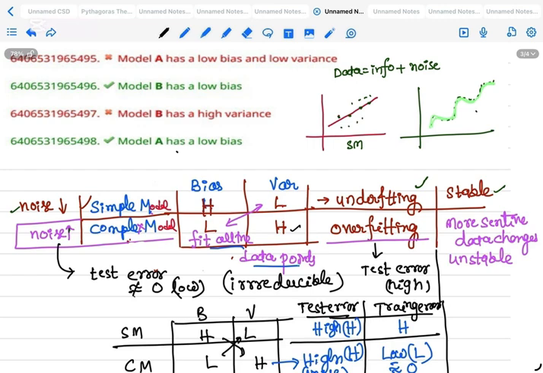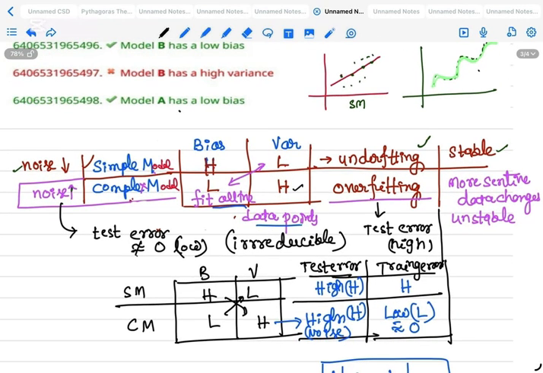Why is the noise high? Because the test error is approximately equal to the reducible error. Test error is high in an overfitting model. So this table is important: simple model and complex model, bias and variance, high, low, high. This will help you solve problems quickly during exams. Test error and training error are both high in a simple model, whereas in a complex model, test error is high because of the noise and training error is low.